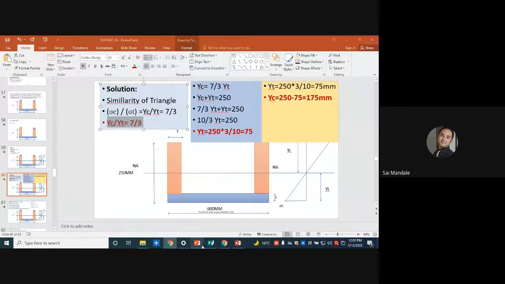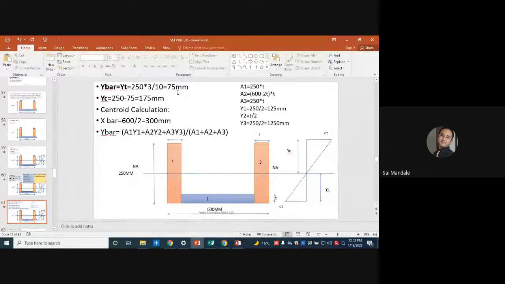Okay. So the answer is, we are considering y bar from the bottom. From the bottom, we have the yt. So the value of yt is nothing but 75, which is our y bar. So y bar is equal to 75. Simple.